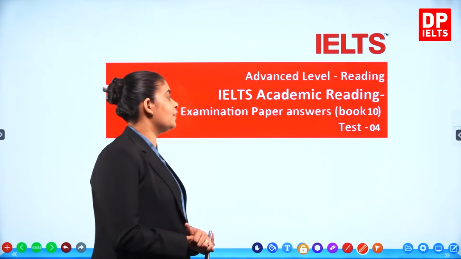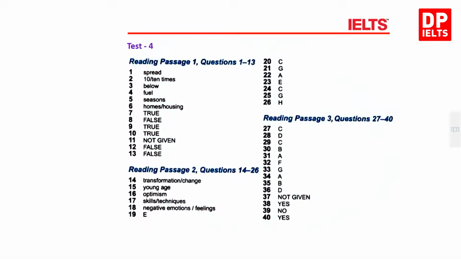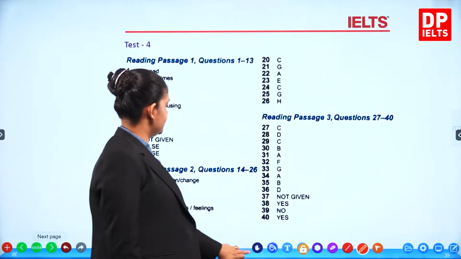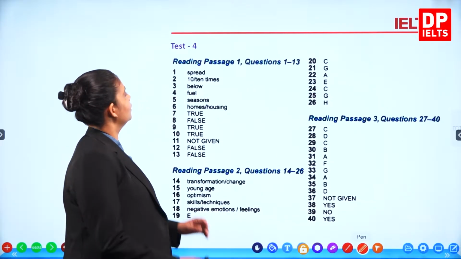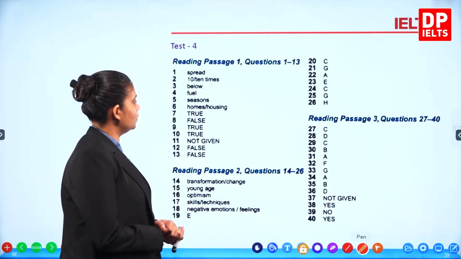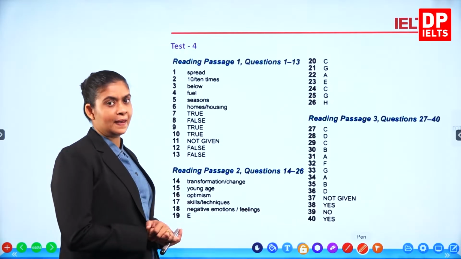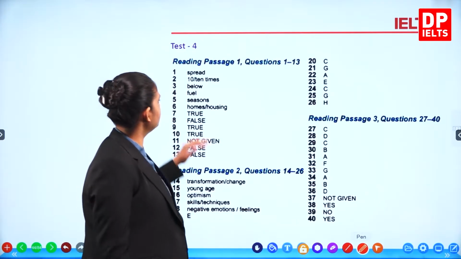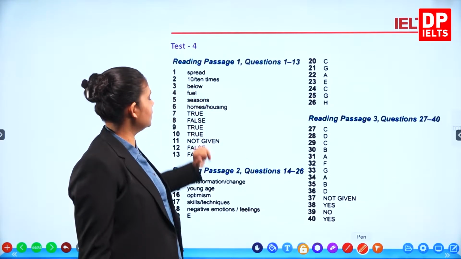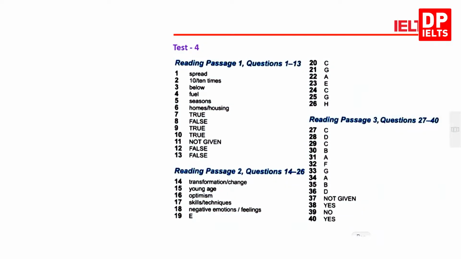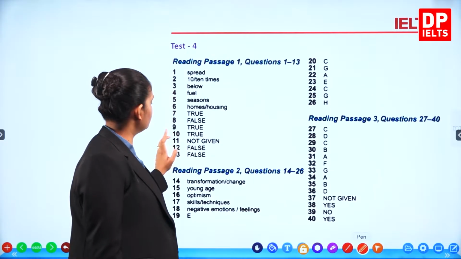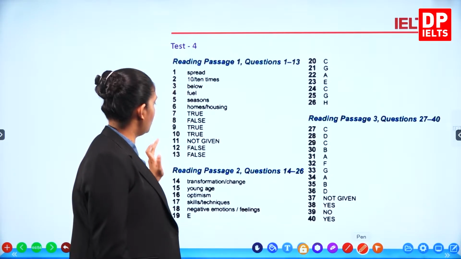Alright, so I think you would have finished by now. Let's have a look at the answers. So this is test 4 and the answers. Reading passage 1, questions 1 to 13. Make sure the spellings are correct. Spread, you can write 10 or 10 times. Below, fuel. Seasons, homes or housing. True, false, true, true. Not given, false, false.